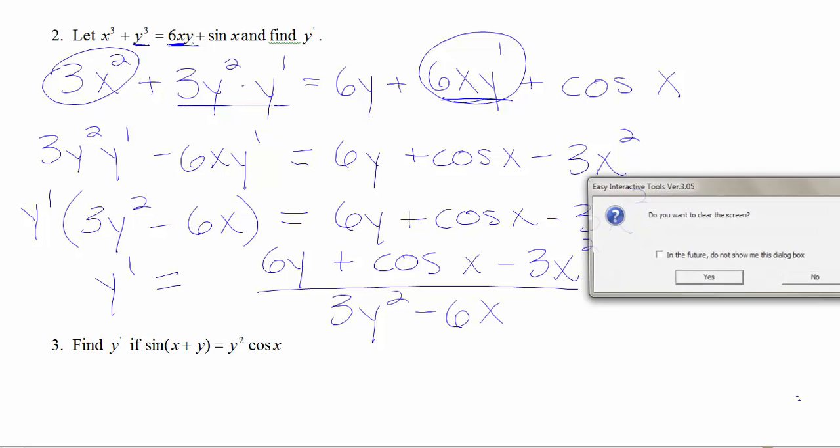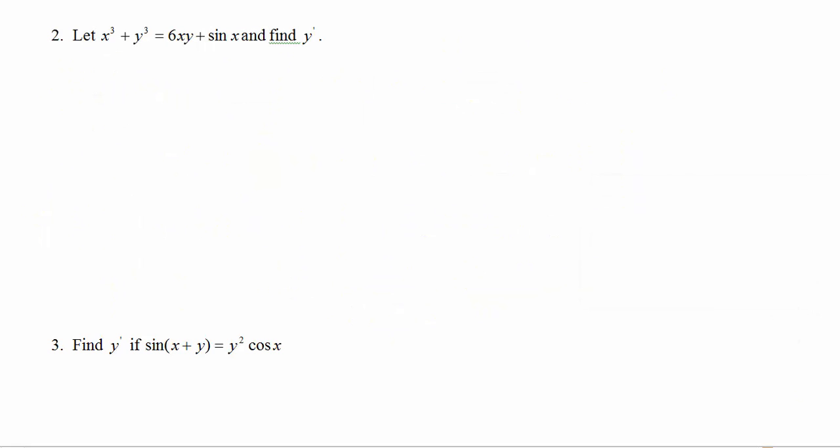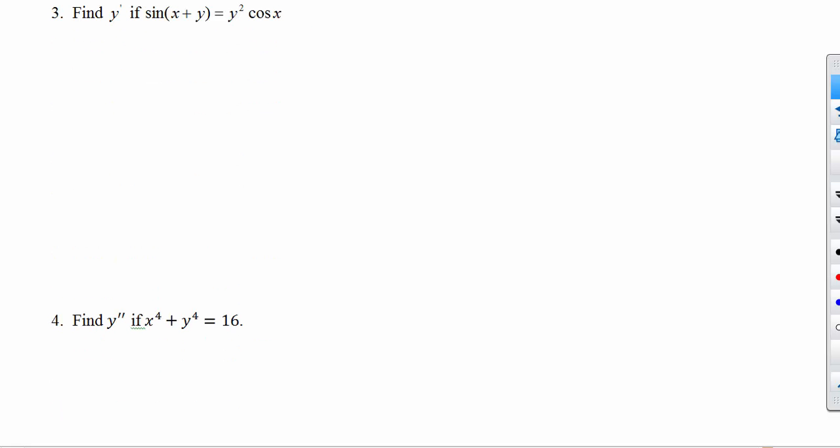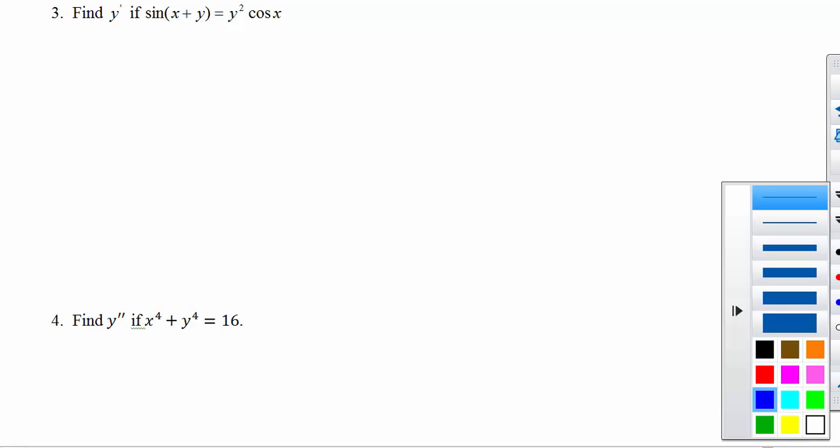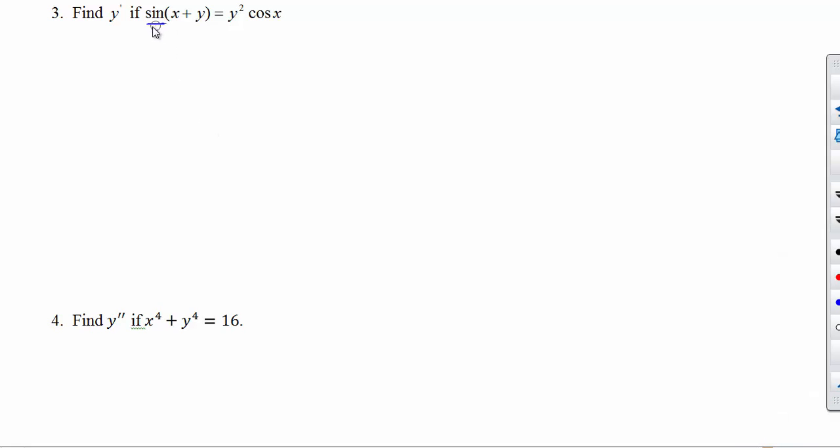So let me delete this and move down. So number 3 now, I find y prime of sine of x plus y. So now I'm going to apply the chain rule to this. The outer would be sine, so the first step is going to be cosine. Leave the inside the same, the x plus y, times the derivative of the inside.